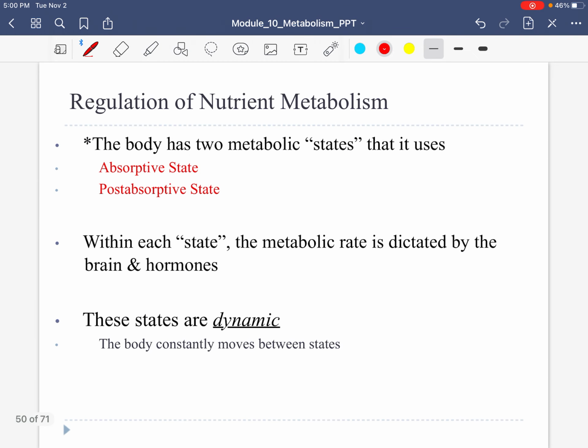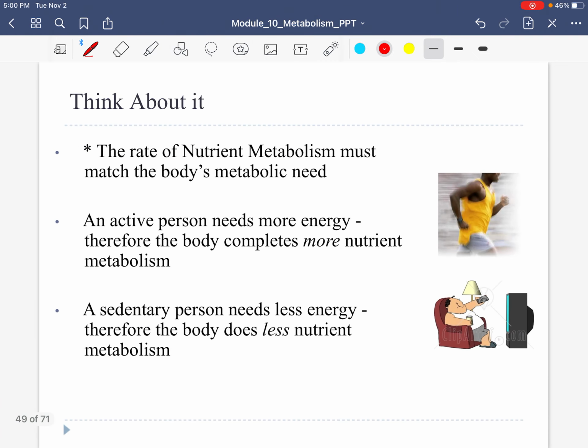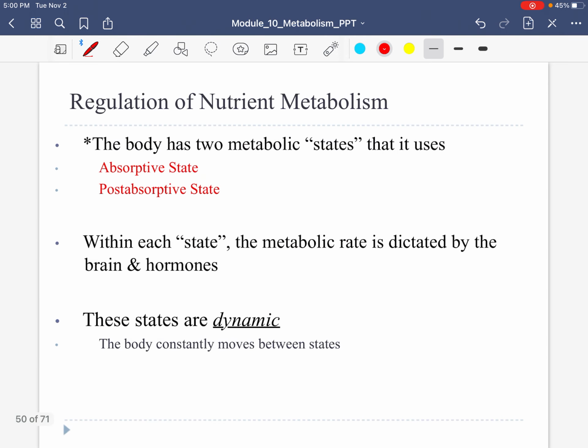Okay, I'm just thinking ahead of how I want to talk about this. This is true. I think it's pretty obvious. An active person who's doing more activity will get signals to the brain from the muscles: hey, we need more energy. So you'll do more metabolism. A couch potato who's more sedentary is not going to be working their muscles as much, so the brain is getting less signals from the muscle. Therefore, they don't have to do as much of metabolizing nutrients for energy.